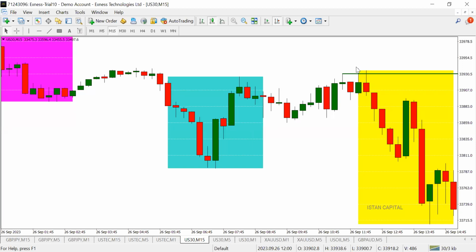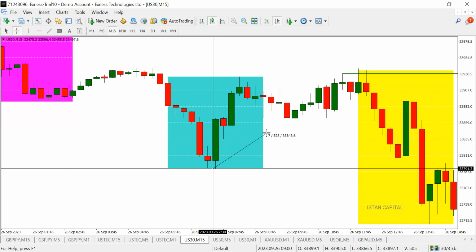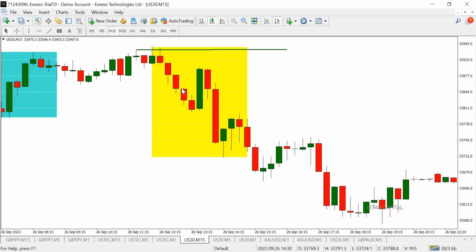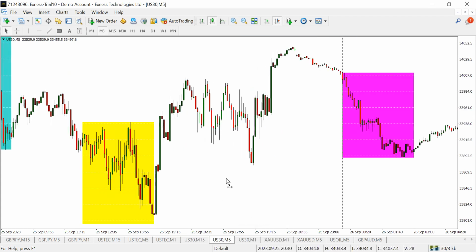3 levels of rise. 50, 50, 50. Let's count again. 50, 50, right? And 50. Yeah? 3 levels of rise. We add break of structure for the pump and the dump. Instant. Let's go on the 5-minute chart, 26th of September, US30.